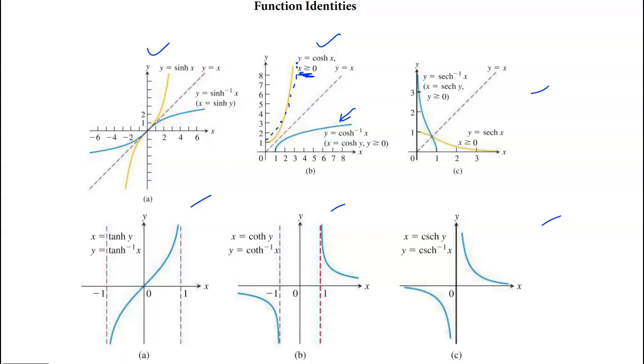Same kind of thing with the hyperbolic cosecant, and that one looks very similar as well. Of course, with the hyperbolic cotangent, that one's also one where if we just flip the graph, we could come up with the inverse function for that. So just letting you know that the only ones that are actually a little bit tricky are the inverse hyperbolic cosine and the inverse hyperbolic secant, because you have to restrict the domain.